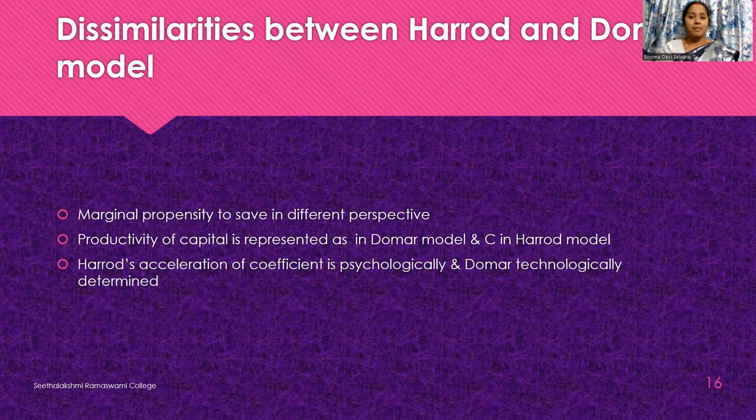The coefficients sigma and C belong to the supply side and are known as the accelerating coefficient. When investors make additional investment, it accelerates the increase in income. The last dissimilarity between these two models is that HARROD's accelerating coefficient is psychologically determined, whereas DOMAR's coefficient is determined technologically.